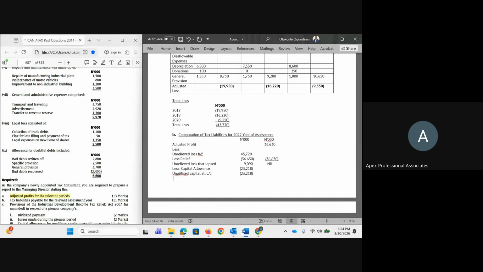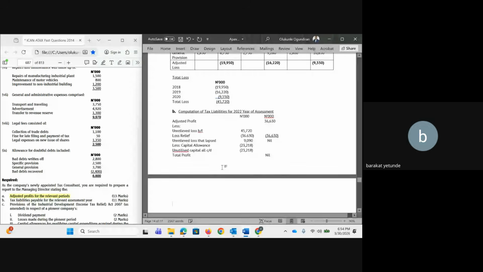My total profits, how much? Nil. So PIT at 30%, what do I have? Nil. And TET at 2.5% of assessable profit, what do you have, please? Don't forget that adjusted profit is the same thing as what? Assessable.